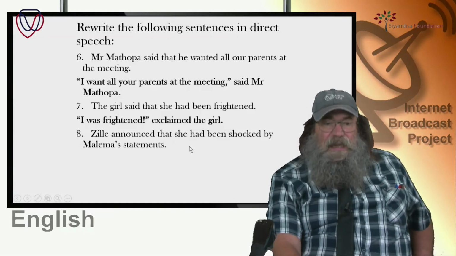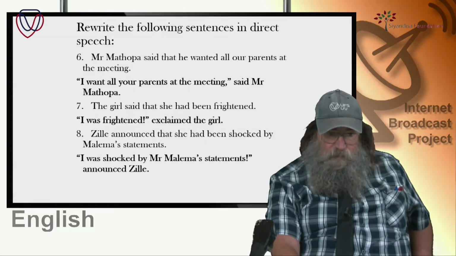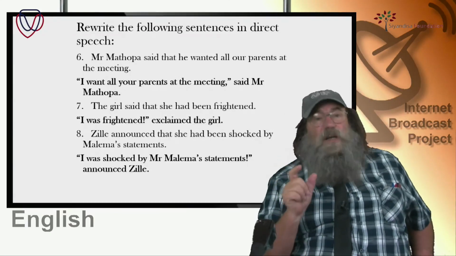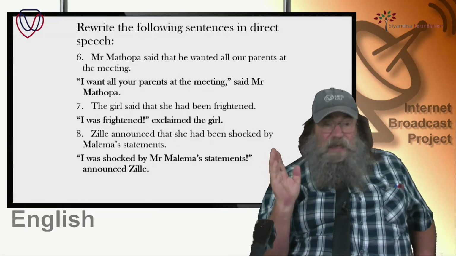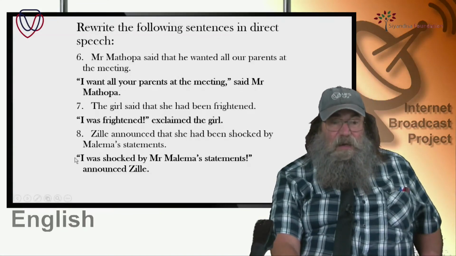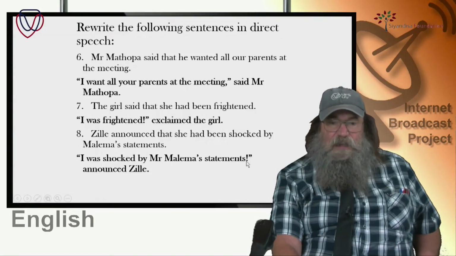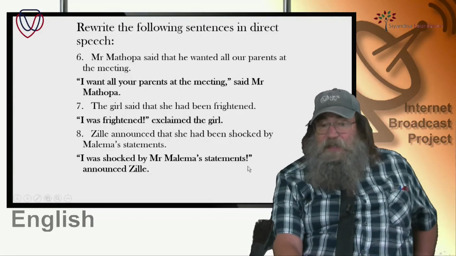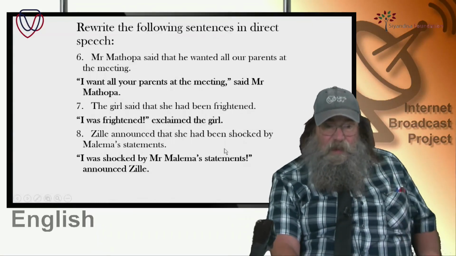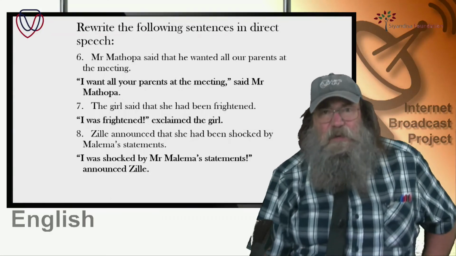So, let's now take a look at how this changes when it is put into direct speech. Okay, and there you see it. And again, I've put the introductory clause on the end. It can most certainly come on the front. Okay, I, pronoun, was shocked by Mr. Malema's statements, and I would say again, it's going to require an exclamation mark, because an exclamation mark indicates emotion, announced Zilla.